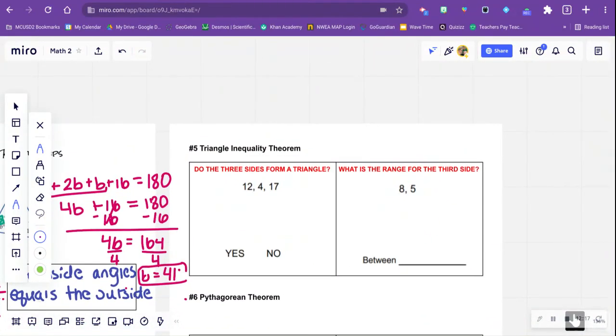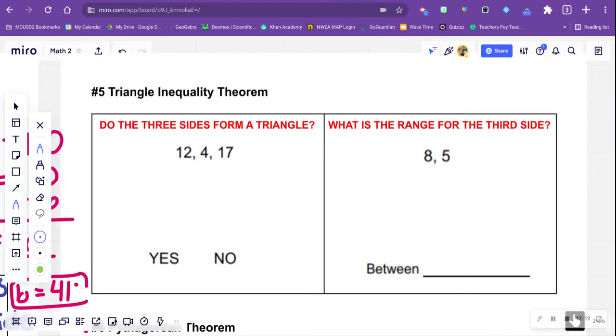Okay, then we had the triangle inequality theorem. That's what we left off with last week. So we had 2 kinds of problems. So we're kind of switching gears to sides now. And we're thinking about, okay, if I had a 12-inch side, a 4-inch side, and a 17-inch side, is that even going to make a triangle? Because it may, and it may not make a triangle. So what you're going to do is first find your 2 smallest sides. Out of those 3 numbers, which 2 numbers are the smallest? Well, 12 and 4 are the 2 shortest sides, 17 being the largest.